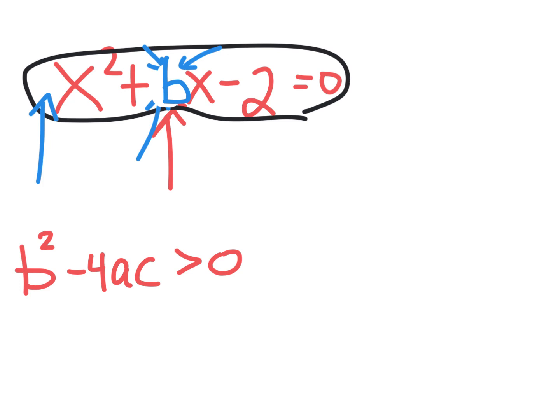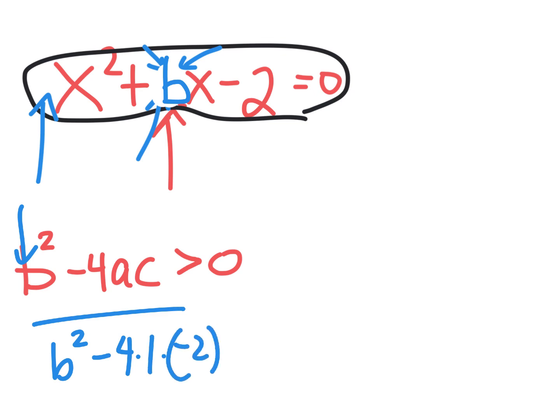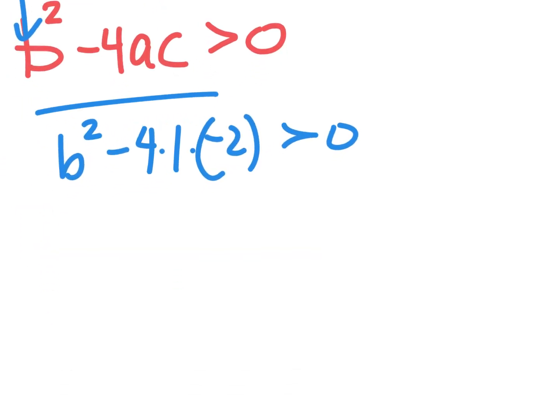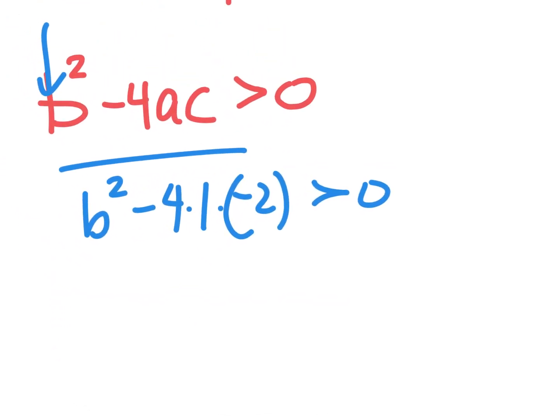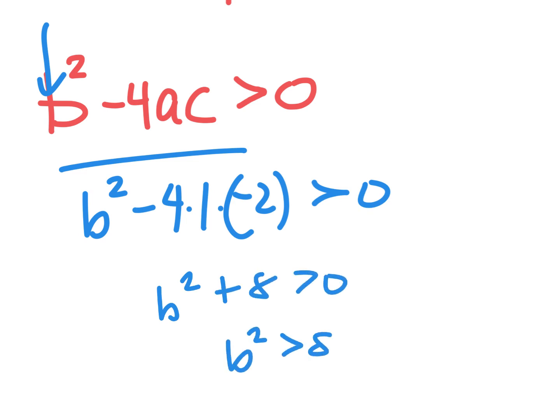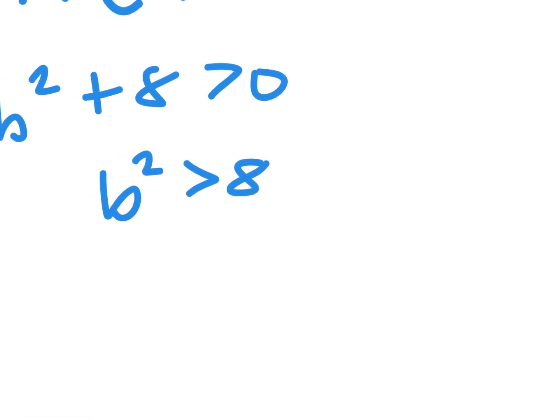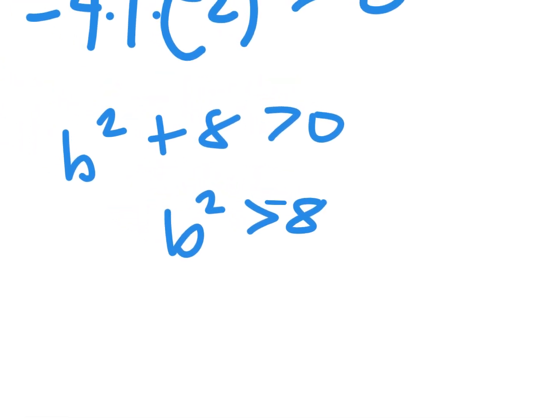Now, I know that I want this to be bigger than 0, and what is B? Well, B is B. That way, again, my life is easier. I can just call it B. Minus 4 times the A is 1 times the C is negative 2, and that needs to stay greater than 0. Do you get, you can solve that now? It's just got one thing left. It's B. So it's B squared plus 8 is greater than 0. B squared is greater than negative 8.